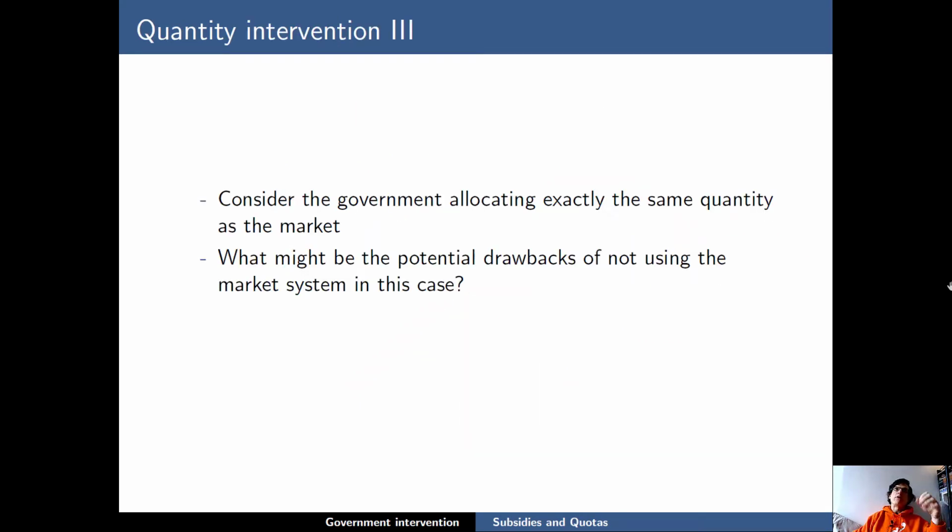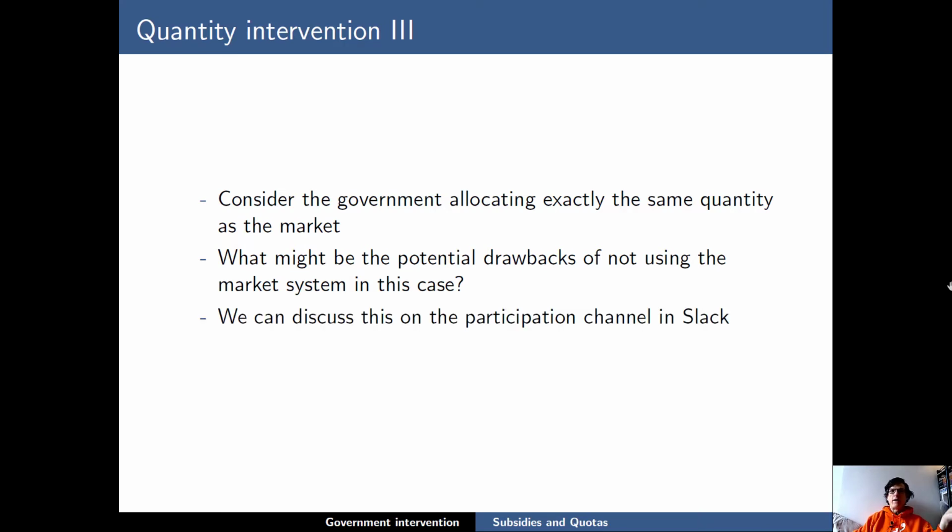Now, we talked about allocating less than the market would allocate, and we talked about allocating more than the market would allocate. Well, what if the government was able to pick it exactly right? What if the government was able to hit exactly the same target that the market would? What would be the potential drawbacks of the government setting this rather than the market setting this?